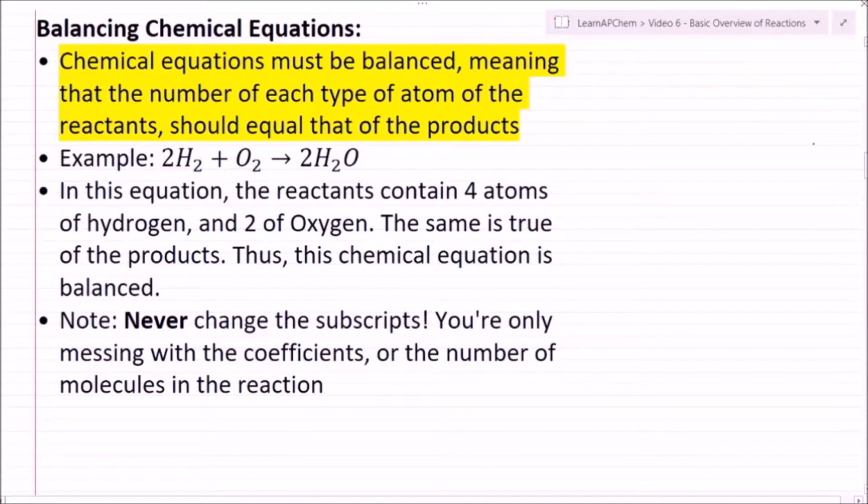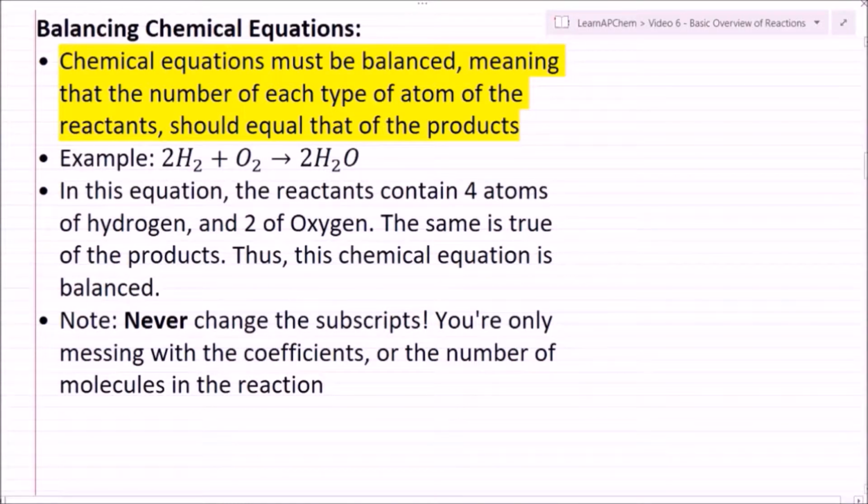Alright, now let's talk about balancing chemical equations. Chemical equations must be balanced, meaning that the number of each type of atom of the reactants should equal that of the products. So again, here I've written out the combustion of hydrogen gas and oxygen gas to become water. And you can see that in this equation, the reactants contain 4 atoms of hydrogen. So here are reactants. We have 2, which is our coefficient, multiplied by our subscript. 2 times 2, 4. So we have 4 atoms of hydrogen. Here we have 2 of oxygen. So if you don't see any coefficient, you can just assume it's 1. 1 times 2 equals 2.